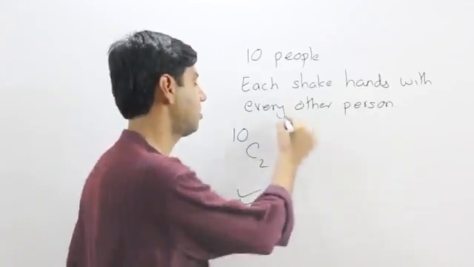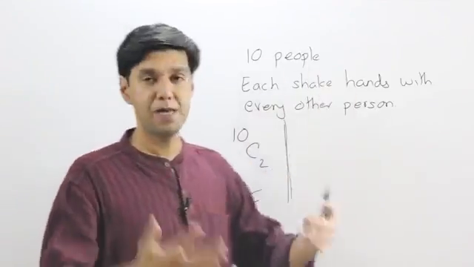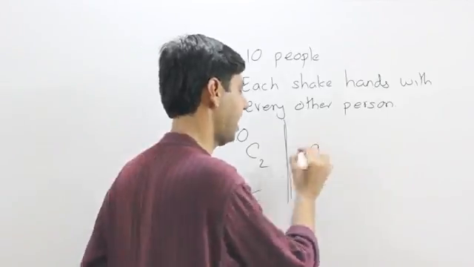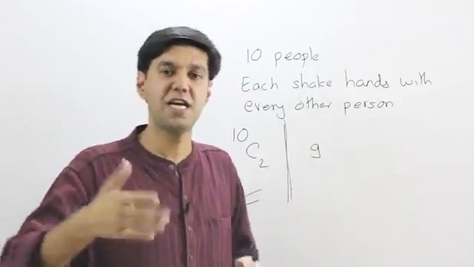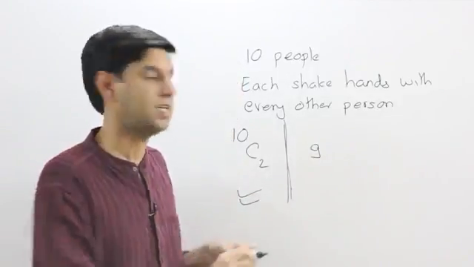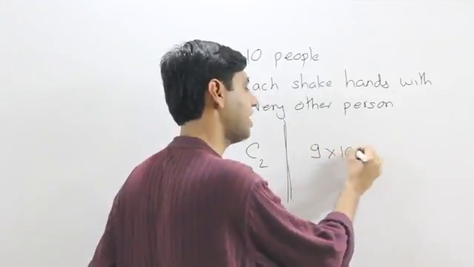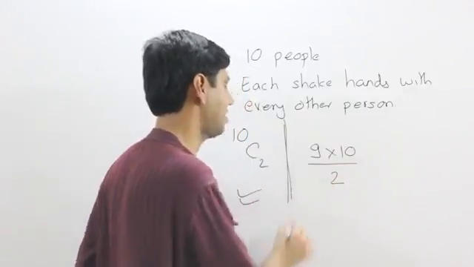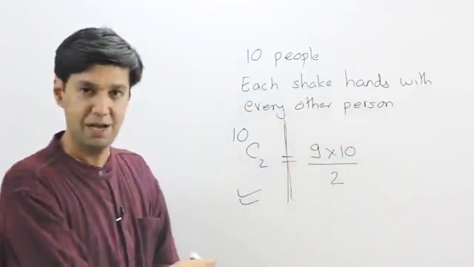Another way to think about this logic is, let's take there are 10 people. Consider yourself to be one of them. How many hands do you shake? You would be shaking 9 hands. How many hands does the second person shake? 9 hands. Everyone shakes 9 hands. There are 10 of us, so 9 into 10, but as done in the diagonal cases or the line cases, each one is counted twice, so 9 into 10 by 2, which is the same.